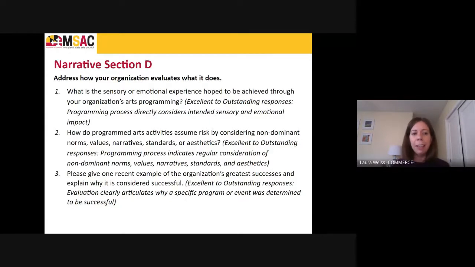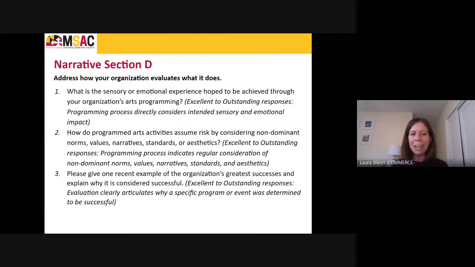The second is, how do programmed arts activities assume risk by considering non-dominant norms, values, narratives, standards, or aesthetics? And the excellent to outstanding response here is that the programming process indicates regular consideration of non-dominant norms, values, narratives, standards, and aesthetics.